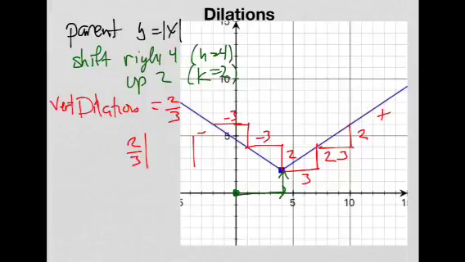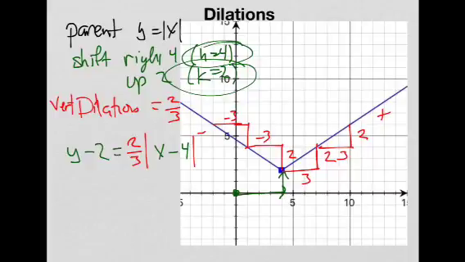Inside my absolute value, I shifted right, so I'm going to have x minus 4. And then I have my up 2, so I have y minus 2 equals 2/3 times the absolute value of x minus 4, or y equals 2/3 times the absolute value of x minus 4 plus 2.